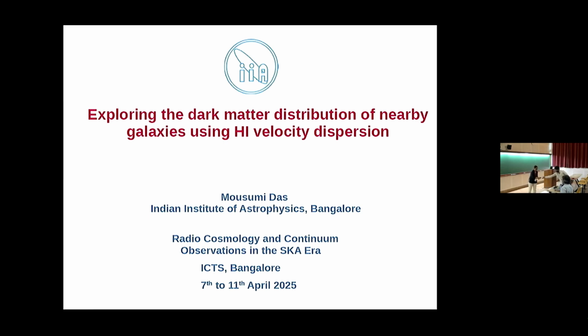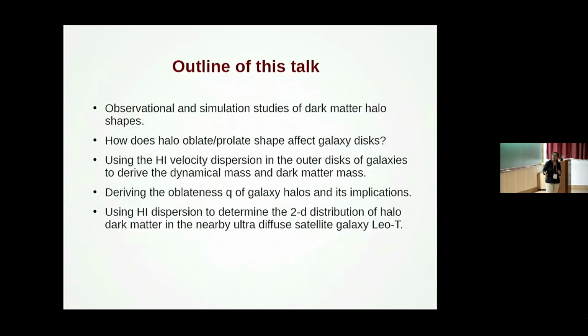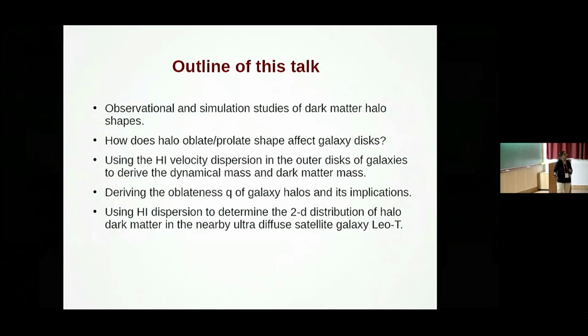So I'm going to talk today about using neutral hydrogen velocity dispersion to trace the dark matter in galaxies. Now, this is a little different from the usual approach, because usually one uses the galaxy rotation curves to trace the dark matter. But I'm going to try to convince you in this talk that HI velocity dispersion is equally good.